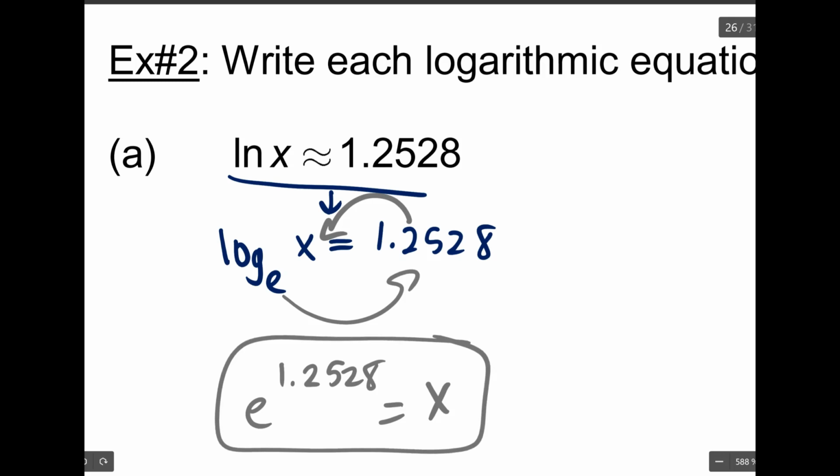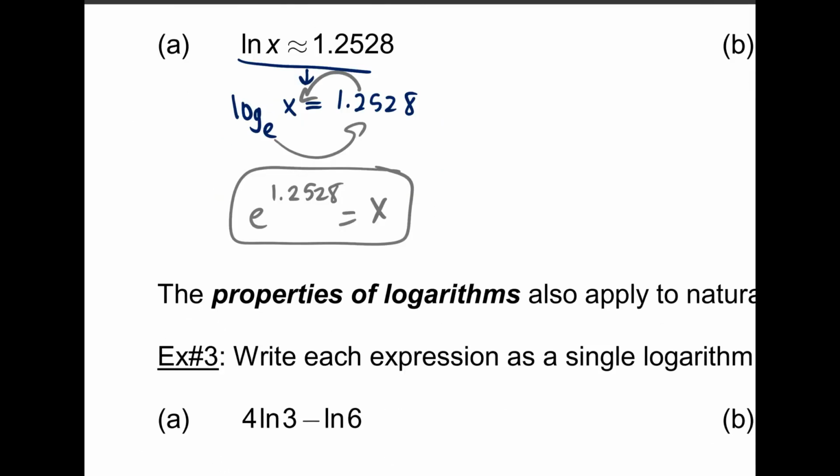So this is nothing new. This is just exactly what we have been doing already. I want you to try part B, and then I'm going to call on someone. Oh, right, ln of x is the same thing as log base E of x. And then you just do the little curly Q. Base to the exponent is result.